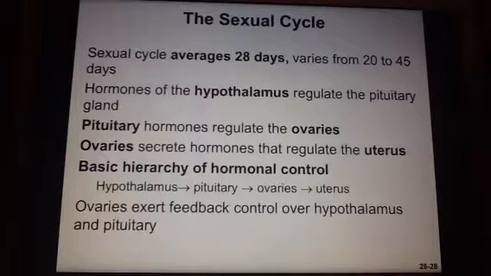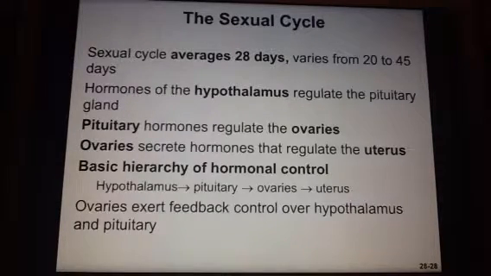The last video for this week is going to focus on the sexual cycle, the ovulation cycle, the menstrual cycle, which all go hand in hand. So the sexual cycle averages 28 days. That's the average in women, but can vary from 20 to 45, and is regulated by hormones of the hypothalamus.